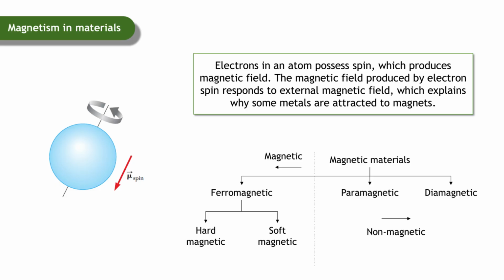In some materials, such as iron, many electron spins point in the same direction. When this happens, their magnetic effects add together. This makes the material magnetic and strongly attracted to a magnet. This is why some materials are magnetic while others are not.